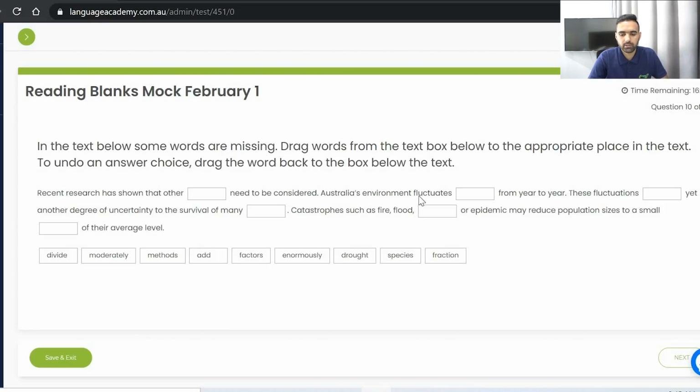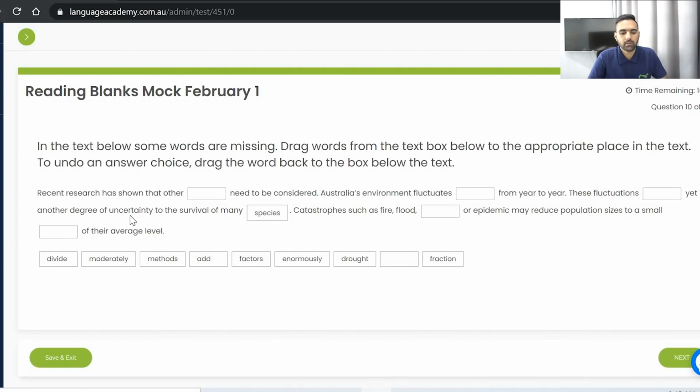Australia's environment fluctuates dash from year to year. These fluctuations dash yet another degree of uncertainty to the survival of many dash. Whenever there are changes in the weather conditions, temperatures, climate, it can cause a threat to what? Can cause a threat to species. Because the fluctuations are very heavy, this is causing uncertainty, meaning they are not really sure if they will survive or not. Who will survive?